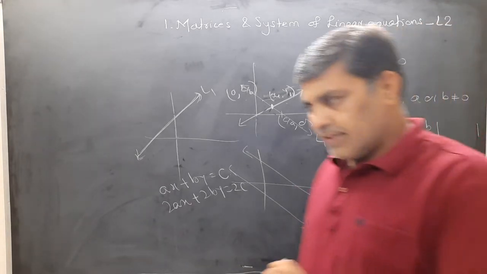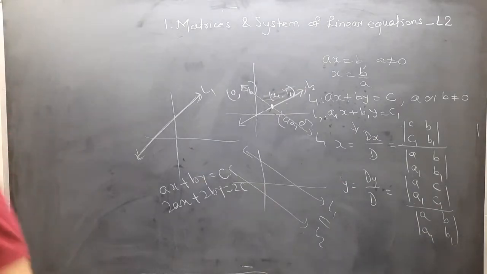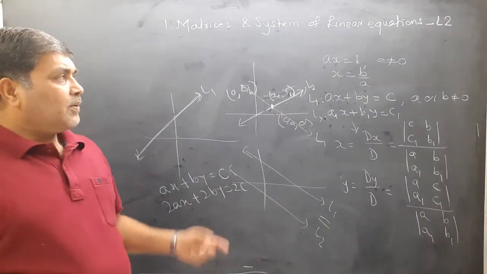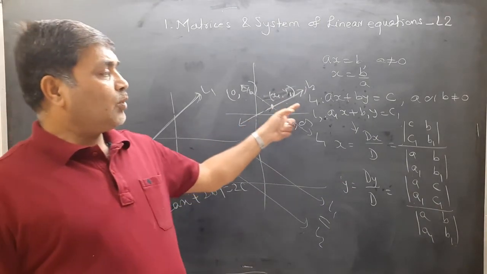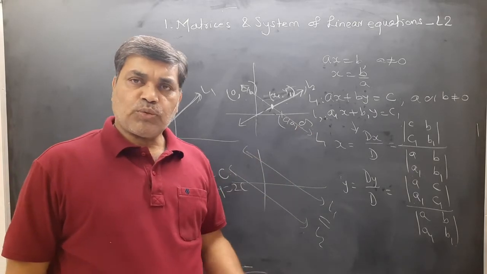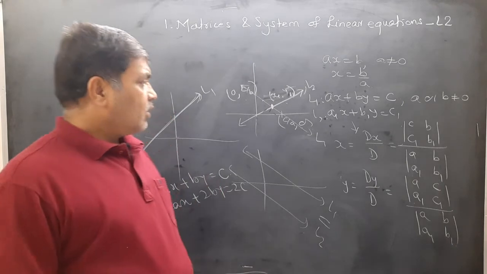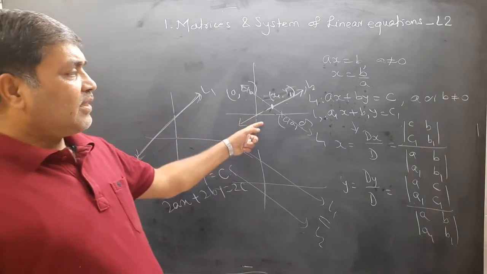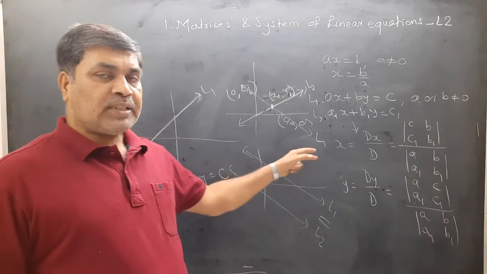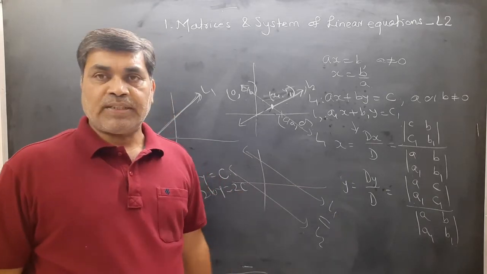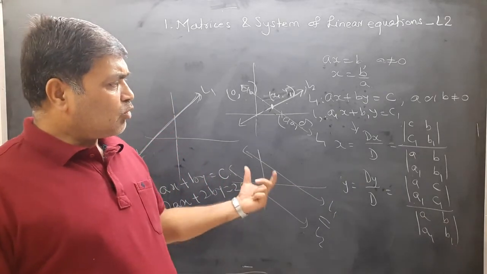So you have studied the solution of one equation and two equations in two unknowns. Also, you have solved three equations in three unknowns simultaneously, by using the matrix inversion method and by using Cramer's rule. We require all those concepts.